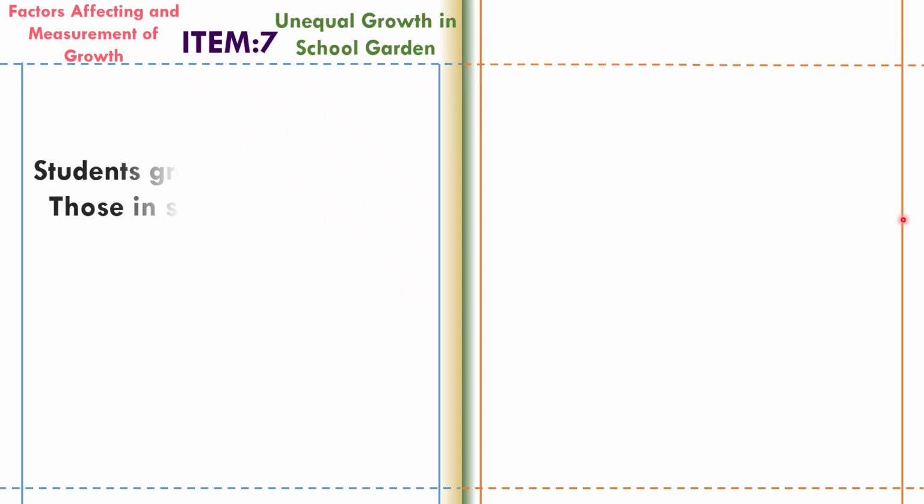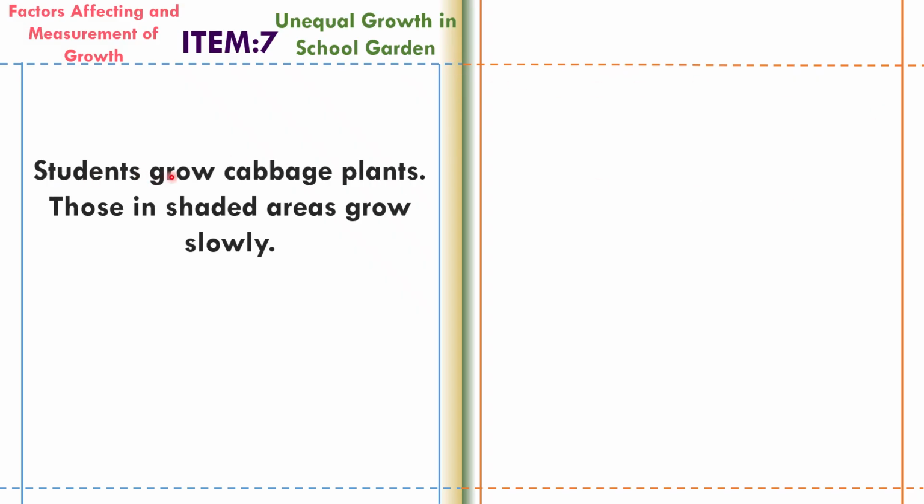Still under factors affecting and measurement of growth, item 7. We are going now to look at unequal growth in school garden. Students grow cabbage plants. Those in shaded areas grow slowly.